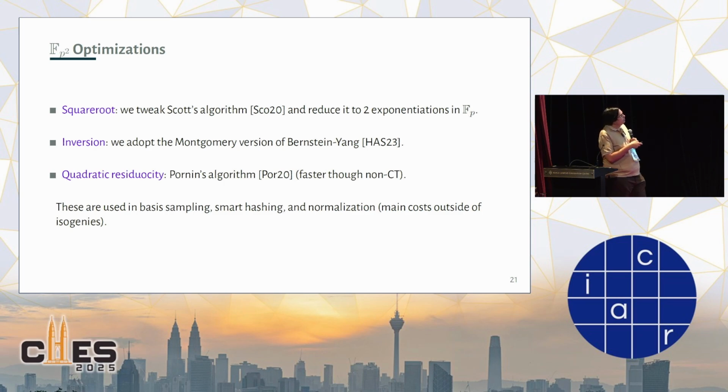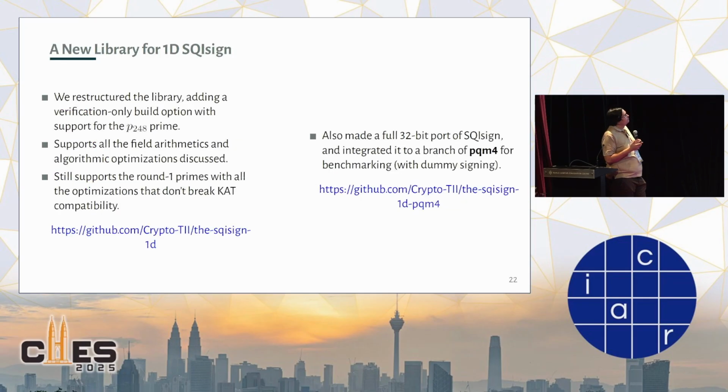Moving on to the quadratic field, there are 3 specific operations that we targeted. They were the square root, the inversion, and the quadratic residuosity. These are basically used in the basis sampling and also the smart hash. So if you remember, these are the main costs outside of the bare isogeny computation. So they are important. In the original version, all 3 of them were implemented through exponentiation, which is not great. So we just updated all of this to represent the current state of the art.